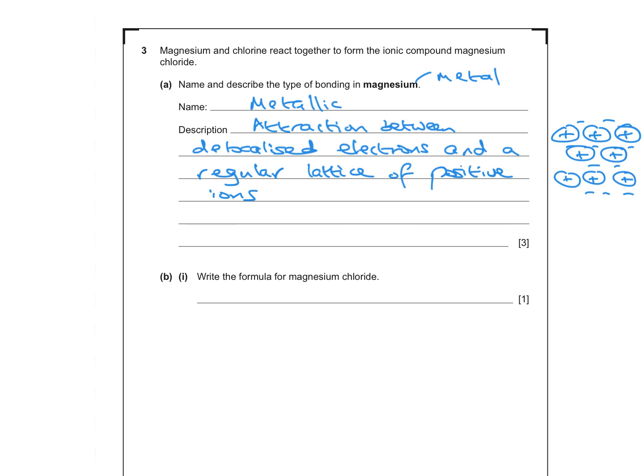The formula for magnesium chloride, well, Mg is magnesium, chloride's from chlorine. Magnesium has a valency of 2, so I'll swap it and put it after the chlorine. Chlorine's a valency of 1. Well, I don't need to put it after the Mg, so it's just MgCl2.